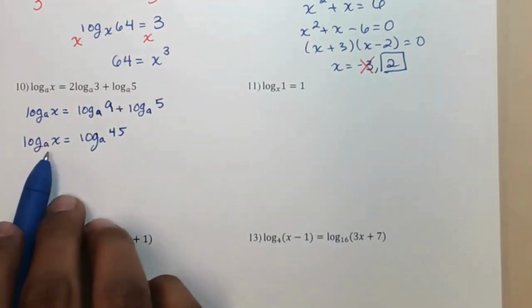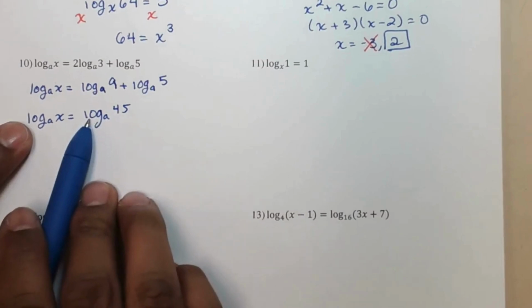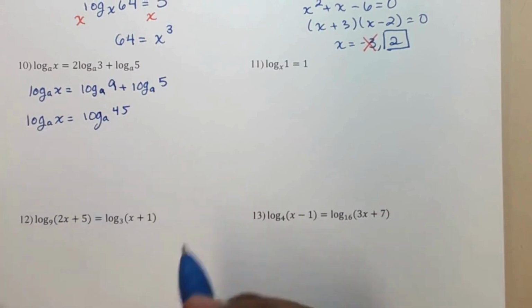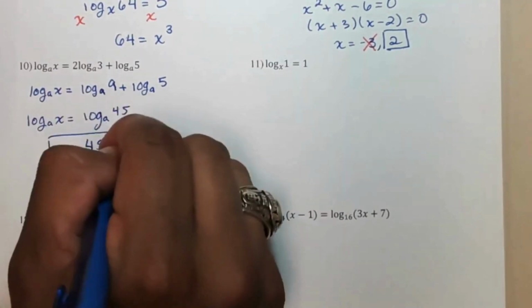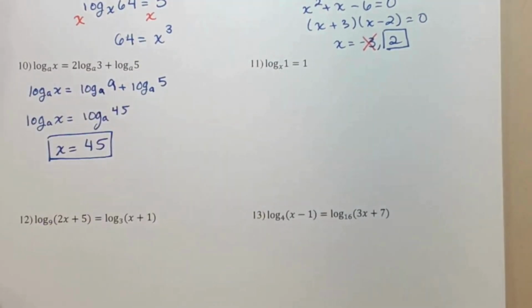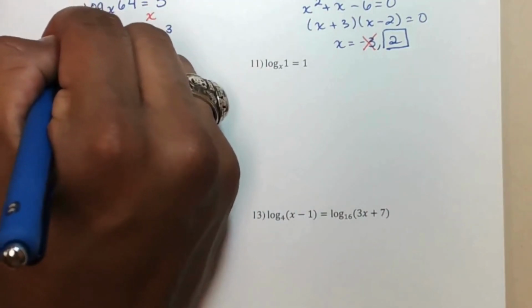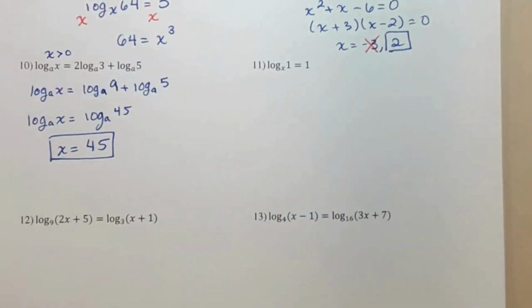So I have log base a of x equals log base a of 45. Well, since both sides of this equal sign have a log base a, we can drop those logs and end up getting that their insides are equal to each other. So we end up finding out that x is 45, which makes sense because x will have to be greater than 0 in this case. That's how logs work. You can't do a log of a negative number.